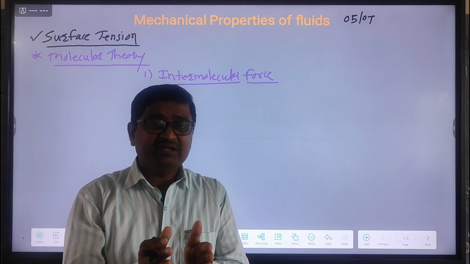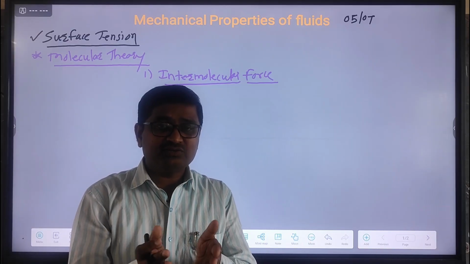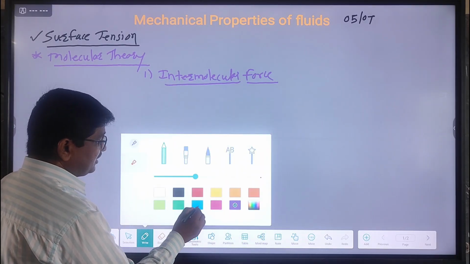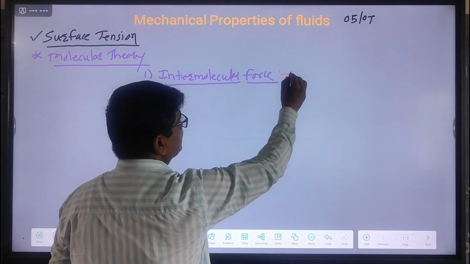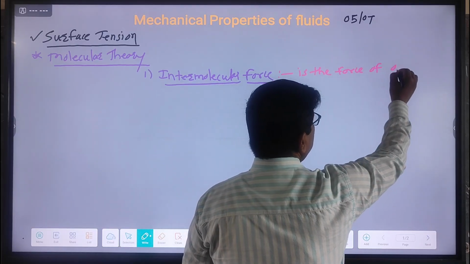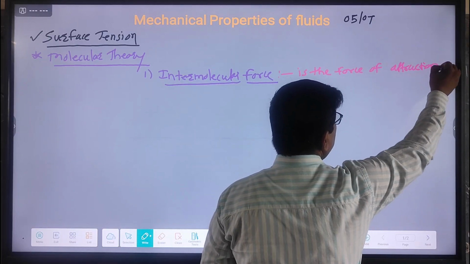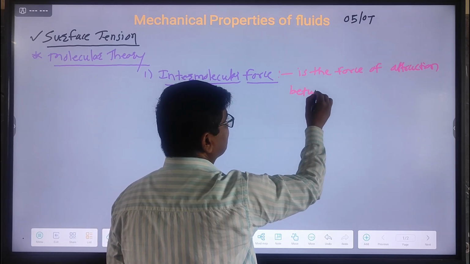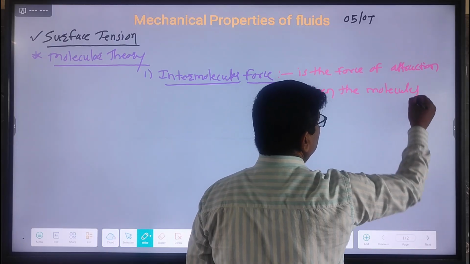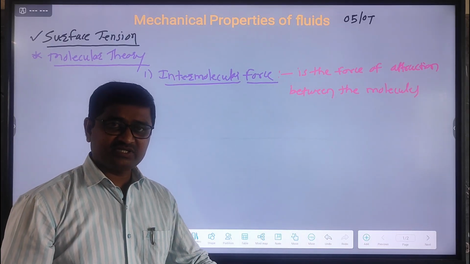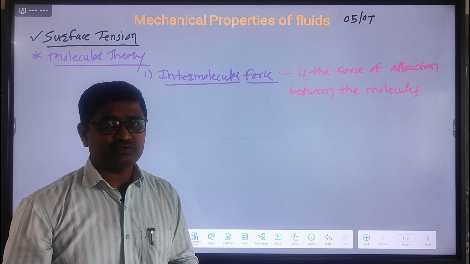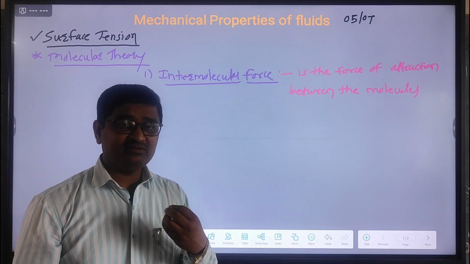Okay, it means that intermolecular force is the attractive force between two or more molecules. It is a force of attraction. What is intermolecular force? Intermolecular force is the force of attraction between the molecules, and that's why the solid substances are made. That is a very important definition. Now what is intermolecular force? It is an attractive force, a force of attraction between two or more molecules.